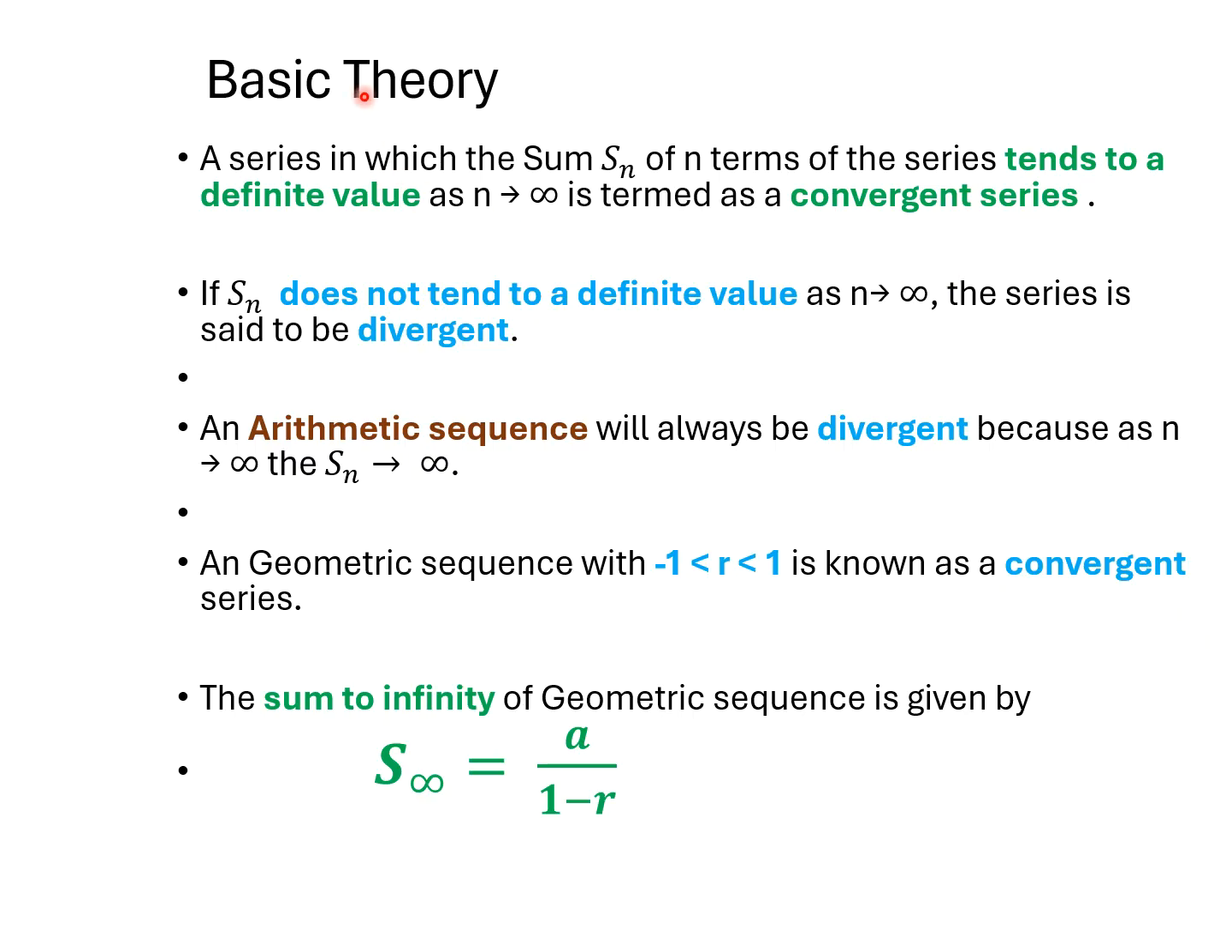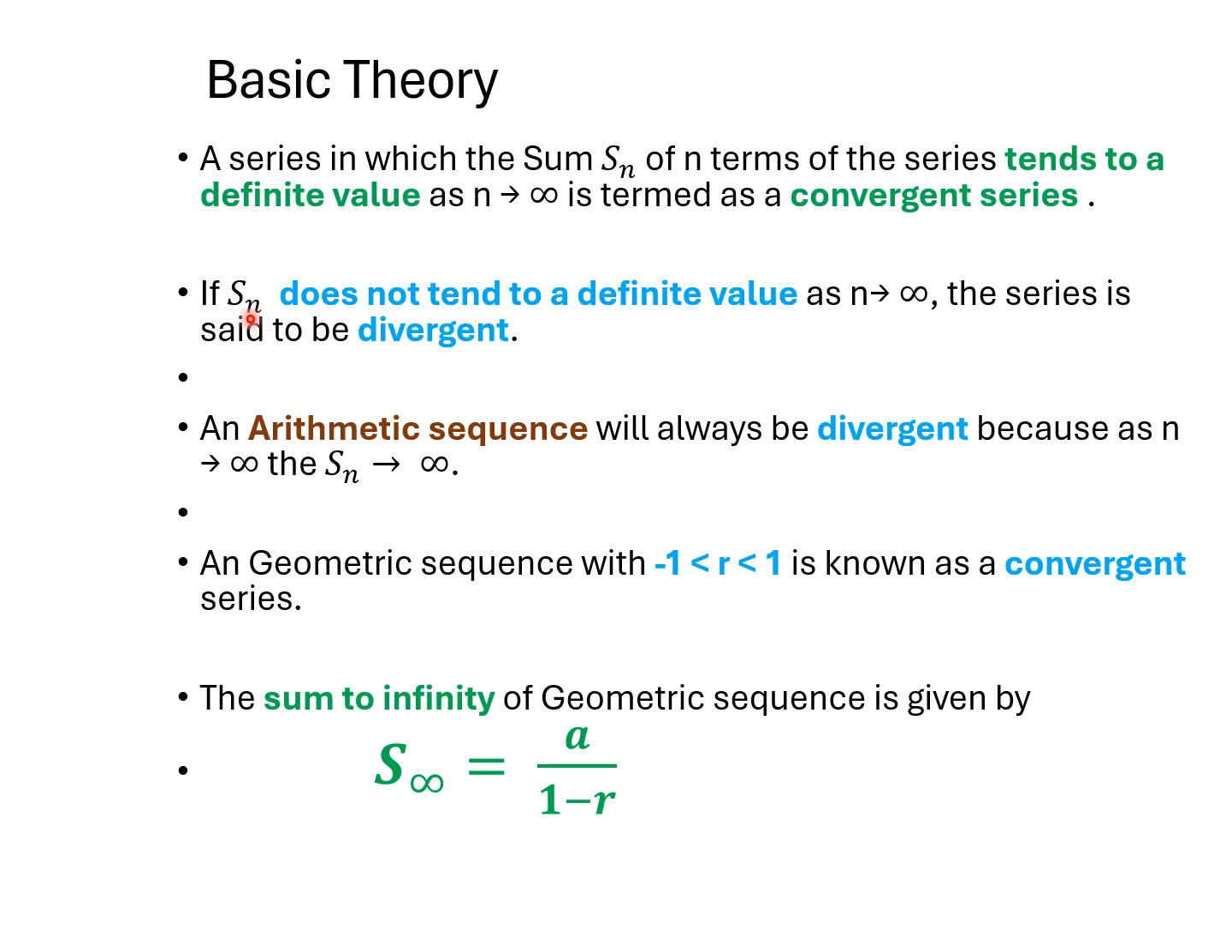So, basic theory. A series in which the sum, Sn, of n terms tends to a definitive value, meaning as I'm adding, I always end up going to a specific value and I'm not going to go past that value, is termed a convergent series. So if I add things that get smaller and smaller, eventually it will not change the answer, and that is the answer. It will stay no matter how many terms I add after that. Right, then we're dealing with a converging series.